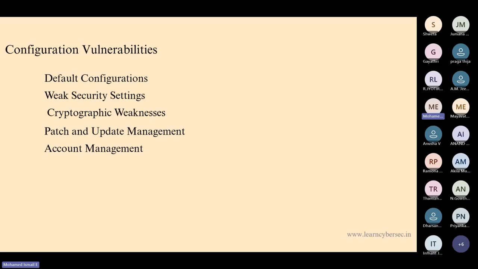Next, weak security settings. Let's say we have seen in the previous lesson Wi-Fi secure protocols, right? If a low-security or no-security protocol is selected in the Wi-Fi configuration, then that is vulnerable. Then cryptographic weakness. In today's session itself, we have seen MD4 is a weak algorithm that shouldn't be used in hashing. So weak algorithms shouldn't be used in any of the security configuration where you are configuring TLS or SSL.